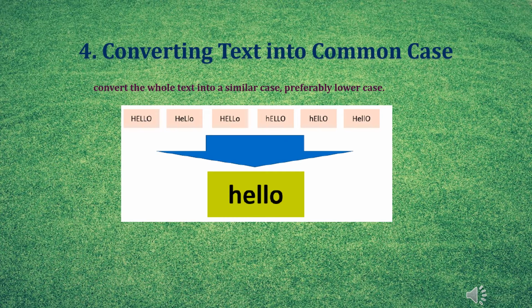The fourth step is converting the text into the common case. The whole text must be converted into preferably lower case. This ensures that the case sensitivity of the machine does not consider the same words as different just because of different cases. Here in this example, there are almost 6 forms of hello, which would be converted to lower case and hence would be treated as the same word by the machine.